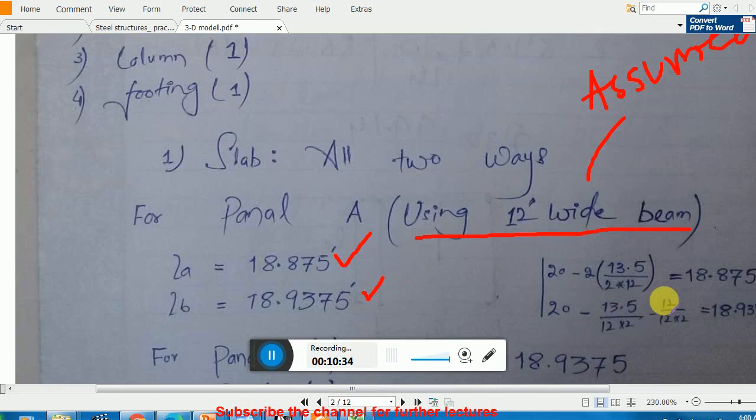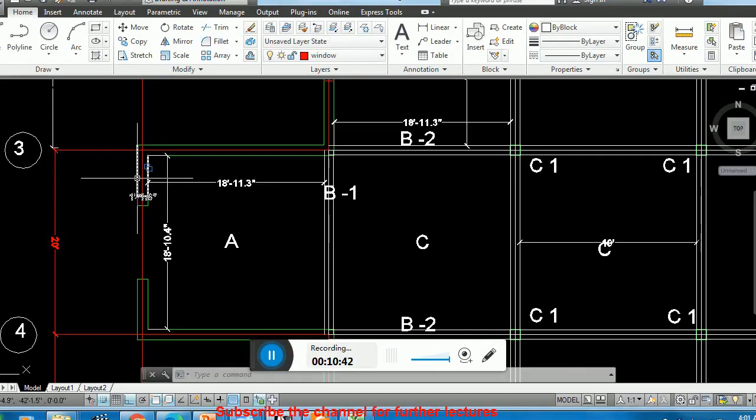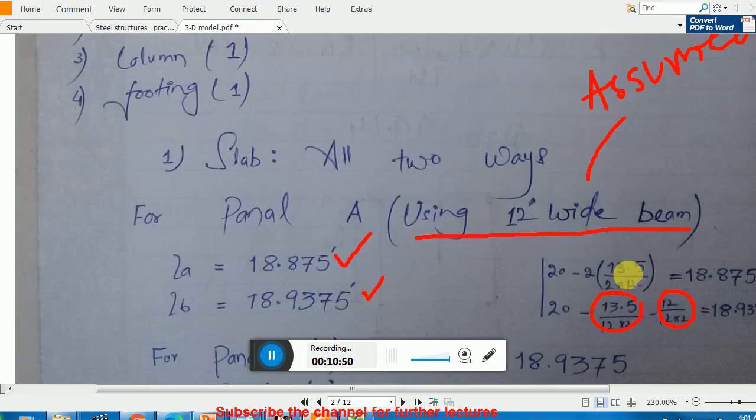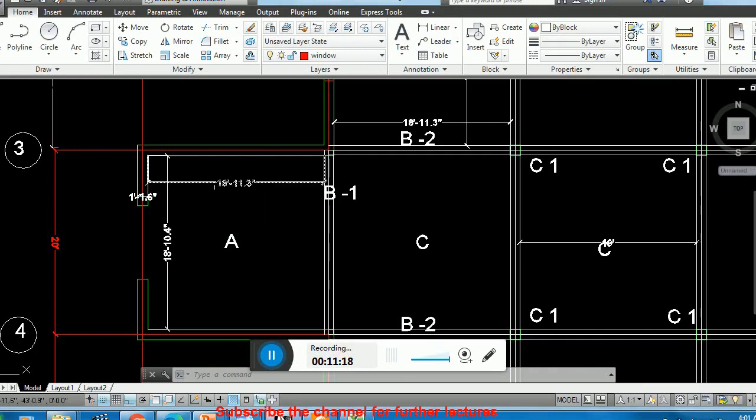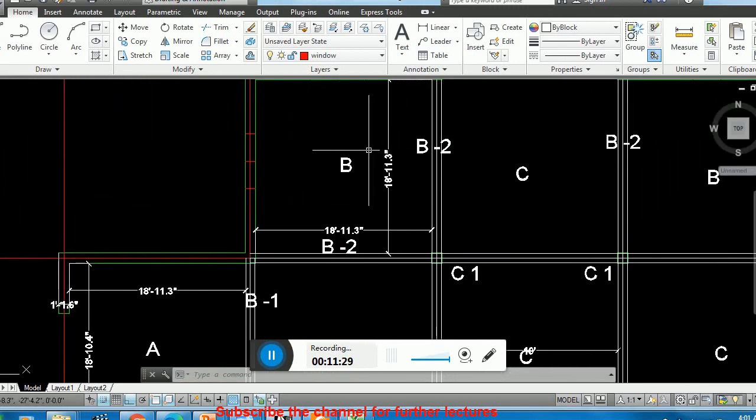And 20 minus 13.5 divided by this one and this one; this is basically the beam width, and this is your wall. This is the wall and this is the beam. This is 12 divided by, and remember this is the clear span. Here they basically use 2, which is absent, you don't count it. Then you get 18.93. If you multiply by 2, you get about 19. Please make this point clear. From the AutoCAD you see the clear spacing is 18.93. So these are the dimensions of panel A.